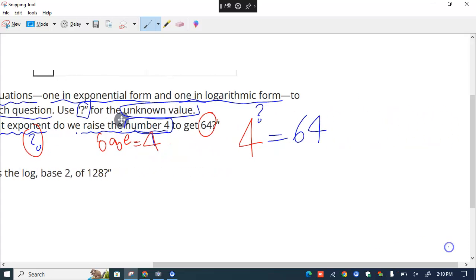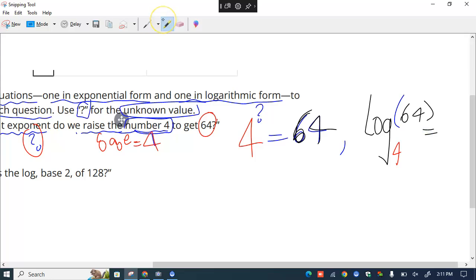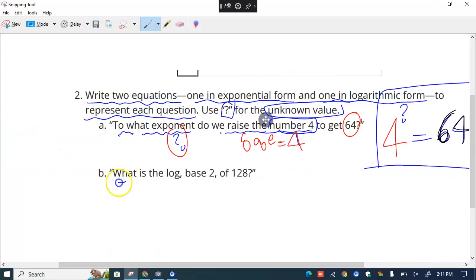Another way to write this same piece is writing logarithm base 4 of 64. This black color, I think I should have used this as 64 as the black color. That goes right here, and this is the blue question mark. And you're done. So these are two different equivalent forms. Next one is what is the log base 2?